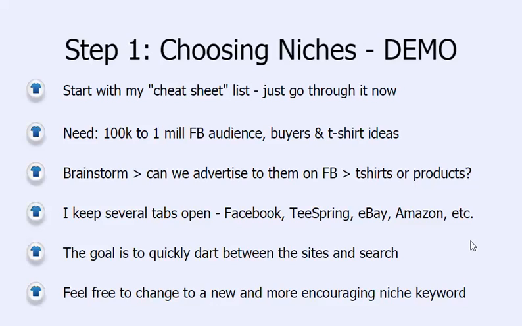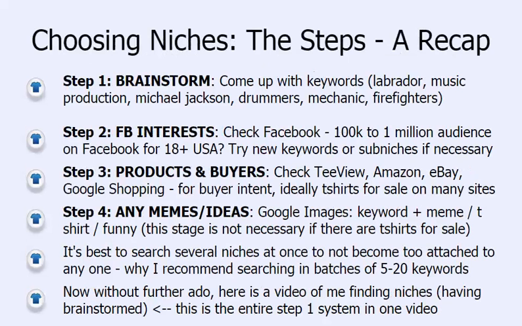And again, feel free to change to a new and more encouraging niche keyword. If you go in with a keyword like scuba diving, and you find out that actually scuba diving isn't the big thing, and what's actually the big thing on Facebook and on t-shirt sites is deep sea diving, or you go in thinking it's about golfing and it's actually female golf players that seems to be the big sub niche, feel free to drop that original keyword and go with the new one. Again, this process should be quick, it should be fairly organic, and we shouldn't have to overthink it too much if it works as it should.